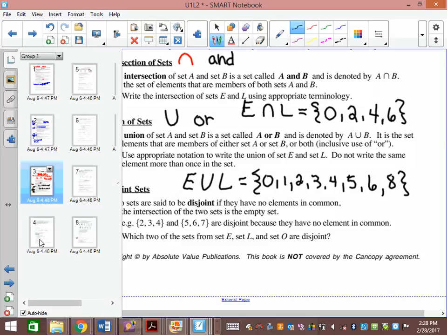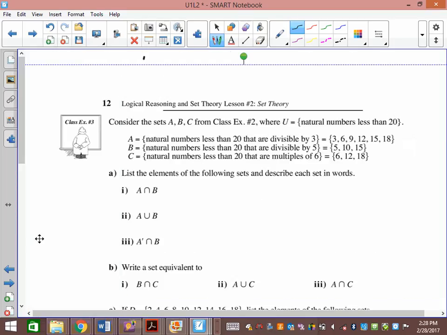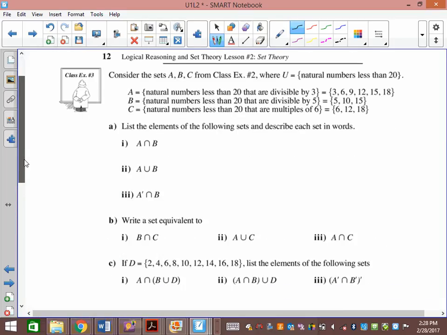All right. So let's look at these. Consider the sets A, B, C from class example 2 where U are the natural numbers less than 20. Then the ones that are divisible by 3. So 3, 6, 9, 12, 15, and 18. Natural numbers less than 20 divisible by 5, 5, 10, or 15. Natural numbers less than 20 that are multiples of 6, 6, 12, or 18. List the elements of the following sets.